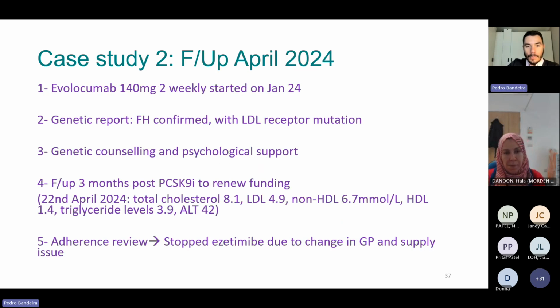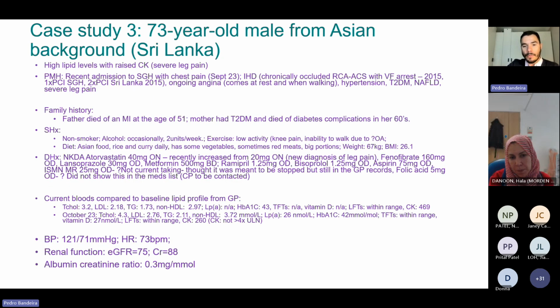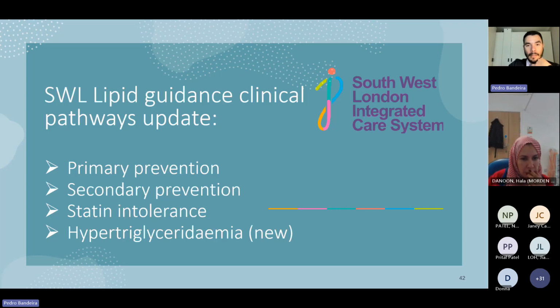Okay. So I think I've got a few more case studies, which I don't think we'll have enough time for. So if I can just move on to just a couple of main points about the lipid clinic guidelines, if that's okay. Do I have a few minutes? Yes, please.